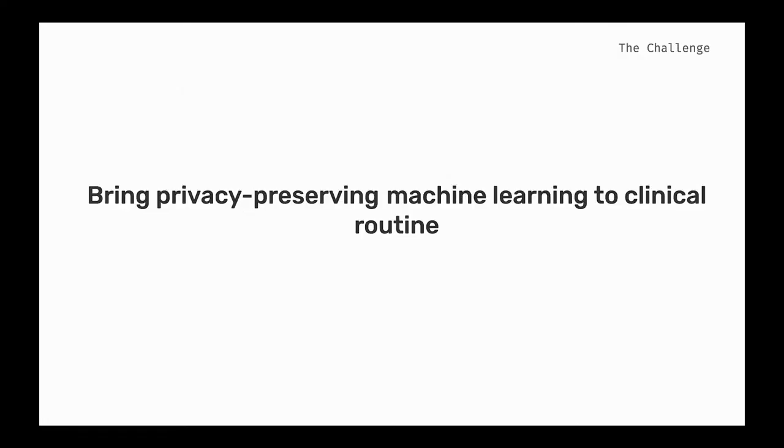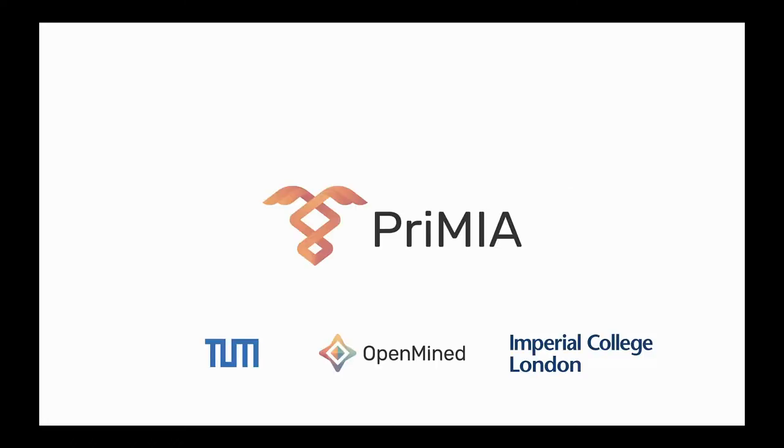So far, privacy-preserving machine learning in medical imaging has largely remained in the proof-of-concept stage. Our mission, both at our universities and at OpenMind, is to translate these privacy-enhancing techniques into clinical routine as soon as possible. For that reason, I'm thrilled to announce the newest member in the OpenMind open source family of tools, which we call Premier. Premier, which stands for Private Medical Imaging Analysis, is a library for federated learning and encrypted inference on medical imaging data, and it was jointly developed by organizations.